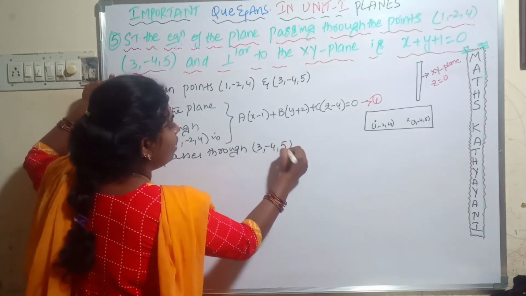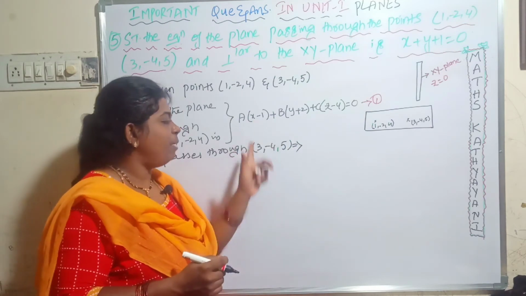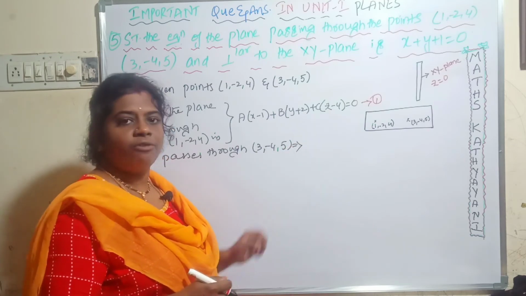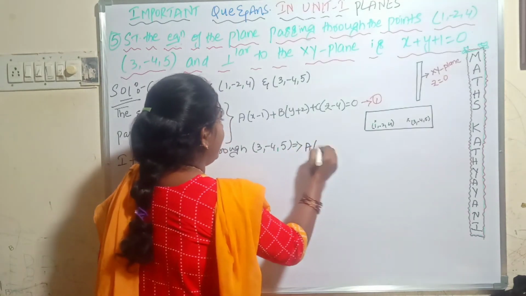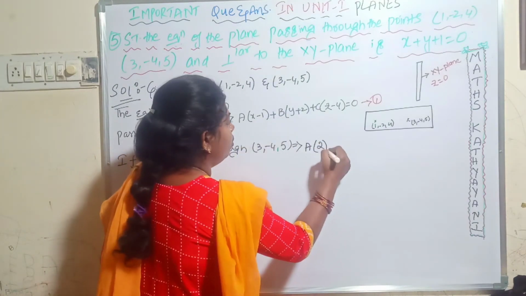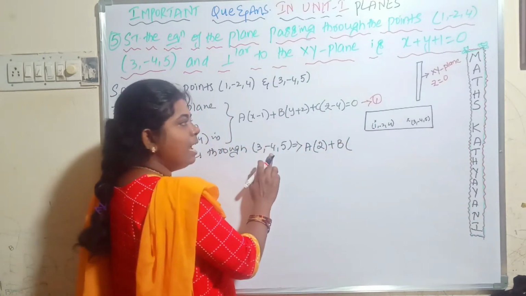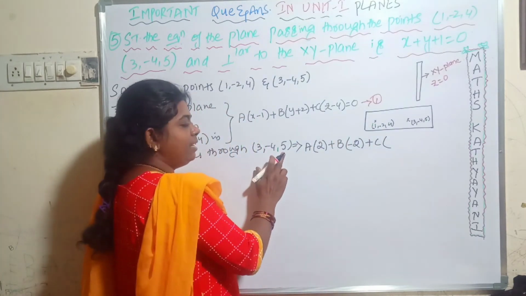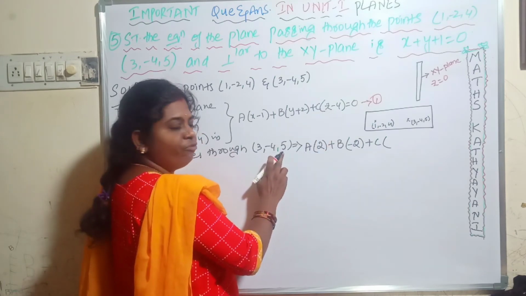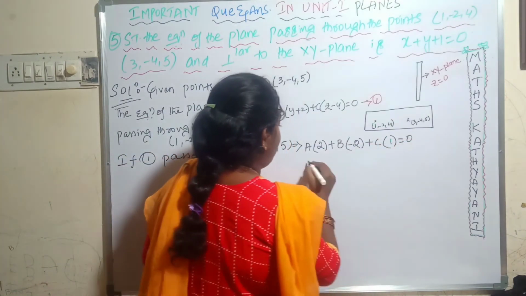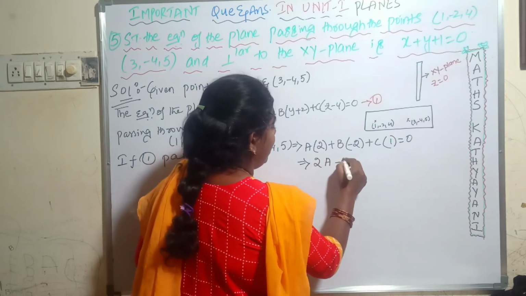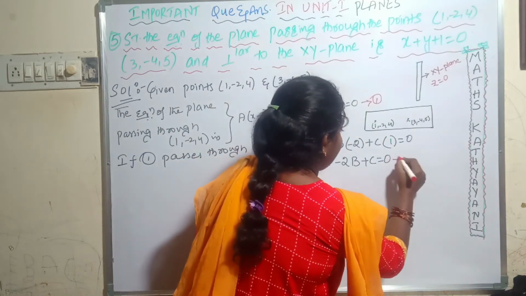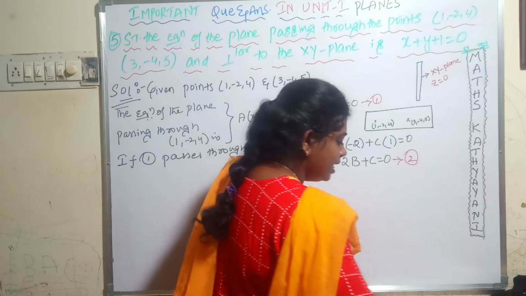(3, -4, 5). Look, we have to substitute the value 3 in the place of x, -4 in the place of y, and 5 in the place of z. It will become a into (3 - 1), which is 2, plus b into (y plus 2), meaning -4 plus 2, which is -2, plus c into z, here we have to take the value 5 - 4, which is 1. Now this becomes 2a - 2b plus c is equal to 0. Treat this equation as the second equation.